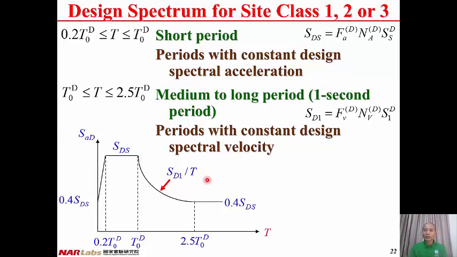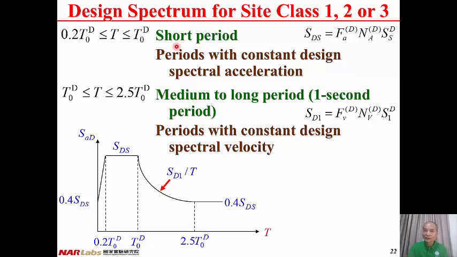Before closing this lecture, I would like to remind you that for the period from 0.2 T0D to T0D, that's the plateau of the spectrum. Therefore, there are two names for this range of structural period. One name is short period. Another name is the period with constant design acceleration, because in this range, the spectral acceleration is constant.